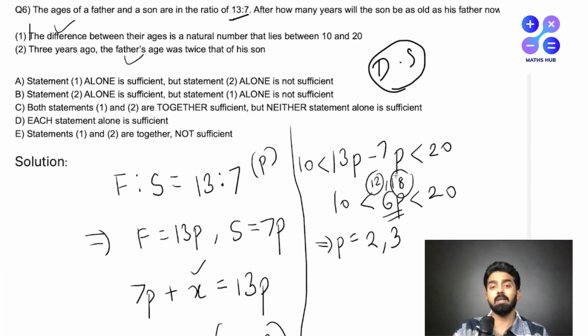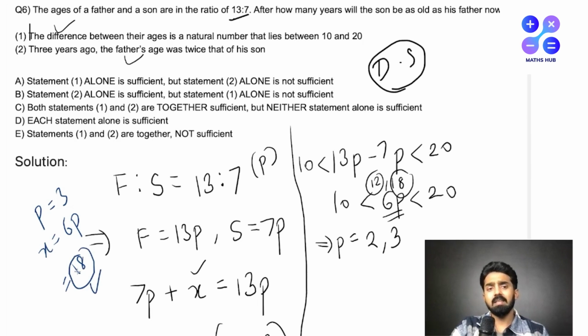So if P equals 3, what is x equal to? So if P equals 3, x equals 6P, which is 18, right? But that doesn't matter. What matters is statement 2 alone is sufficient for us. We don't even need the first statement. So the answer is option B.